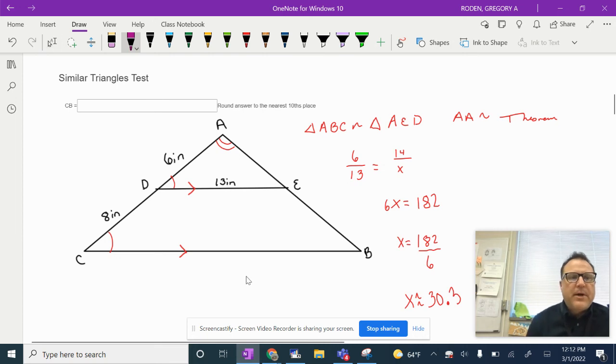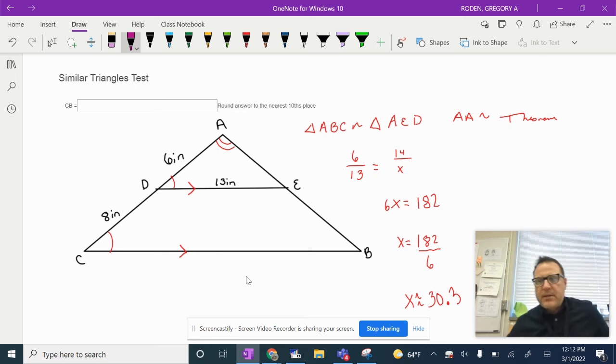We want to know what the measure of CB is. Well, the first thing we need to know is that these two triangles are similar. And we know that they're similar because these lines are parallel, so these two corresponding angles are congruent. And if corresponding angles are congruent, then lines are parallel.